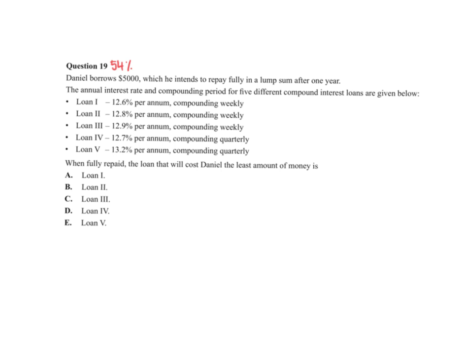All right, let's do some exam questions. So Daniel borrows 5,000, which he intends to repay fully in a lump sum after 1 year. Okay, so he borrows. So what do we know when he borrows? We want the lowest rate. It's good to write it there because you might forget when you're in a rush. So the annual interest rate and compounding period for 5 different compound interest loans are given below.